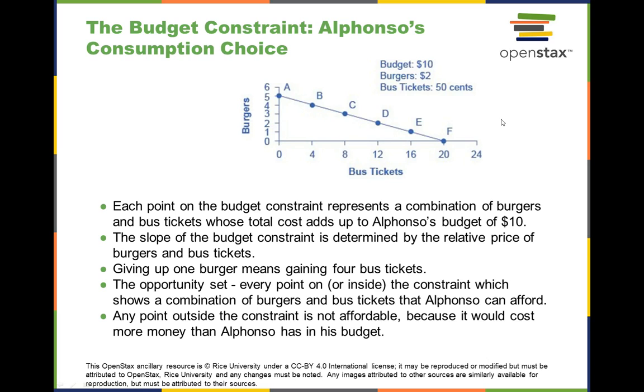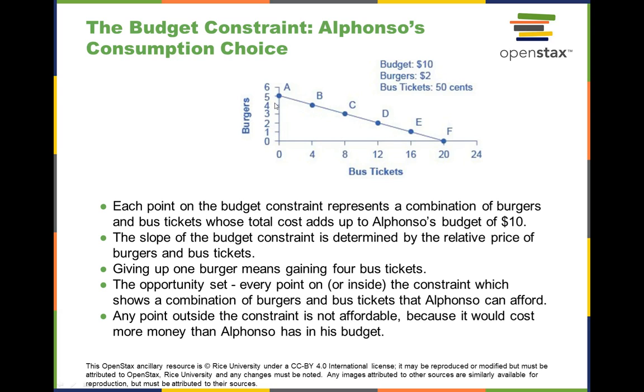Here we can see Alfonso's consumption choice budget, and he can spend money on two things. Once again, models boil it down to something very simple, two variables at least. And so here we can see burgers, and this would be bus tickets. He has a budget of $10. So he only has $10. So if burgers are $2, he can purchase 5. 5 times $2 is 10. So we can see the maximum amount of burgers he can have.